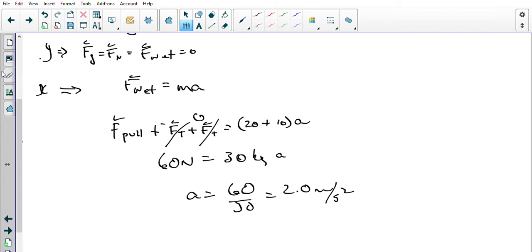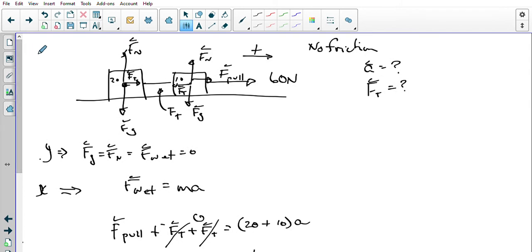Now, let's go back and take a look. How fast is this first block accelerating? It's accelerating at 2 meters per second squared. How fast is this block accelerating? It's also accelerating at 2 meters per second squared. How can they both be accelerating at the same rate? It's because they're coupled together. They're joined together, so the string isn't stretching. It transfers a force from the first block to the second block.